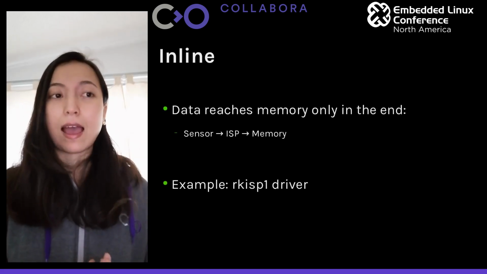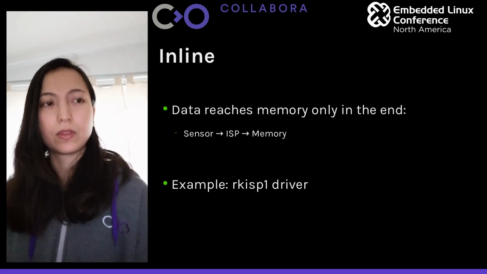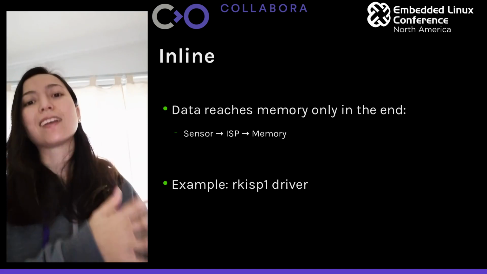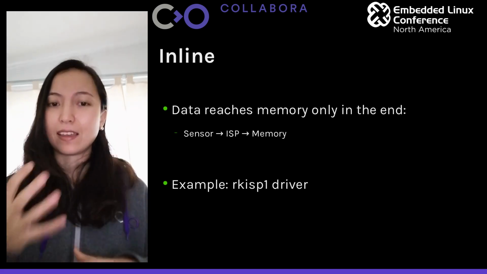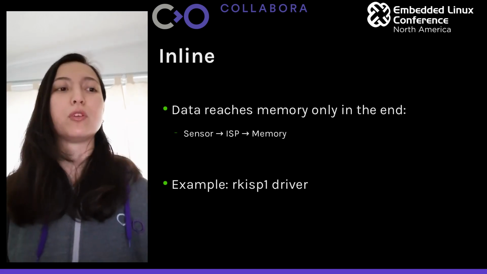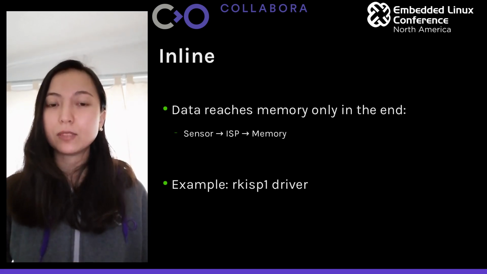An inline ISP is when the data reaches memory only in the end. So the sensor is directly connected to the ISP without touching the memory. Then the ISP does some kind of processing and then it reaches memory for user space. One example is the RK ISP1 driver.